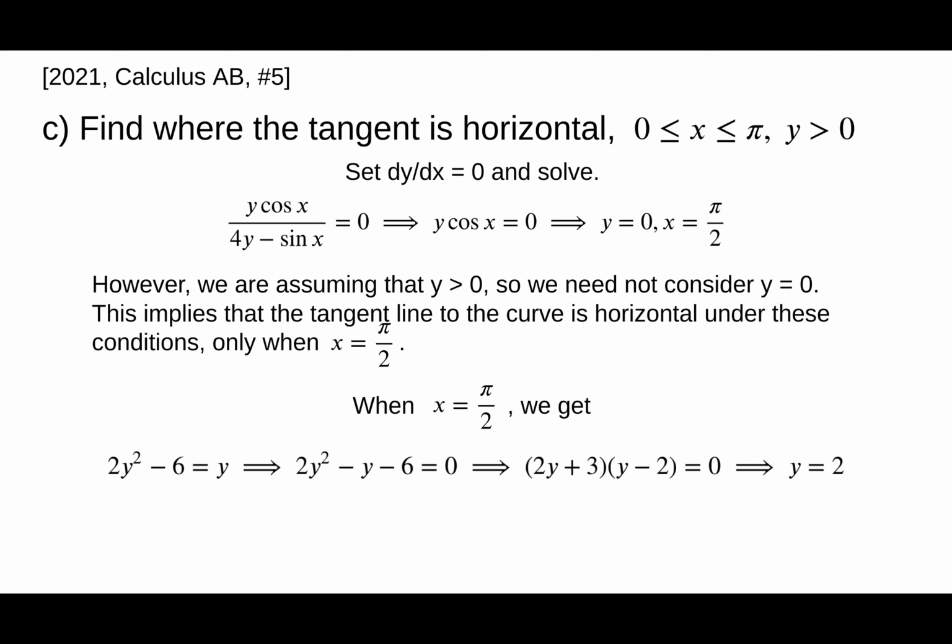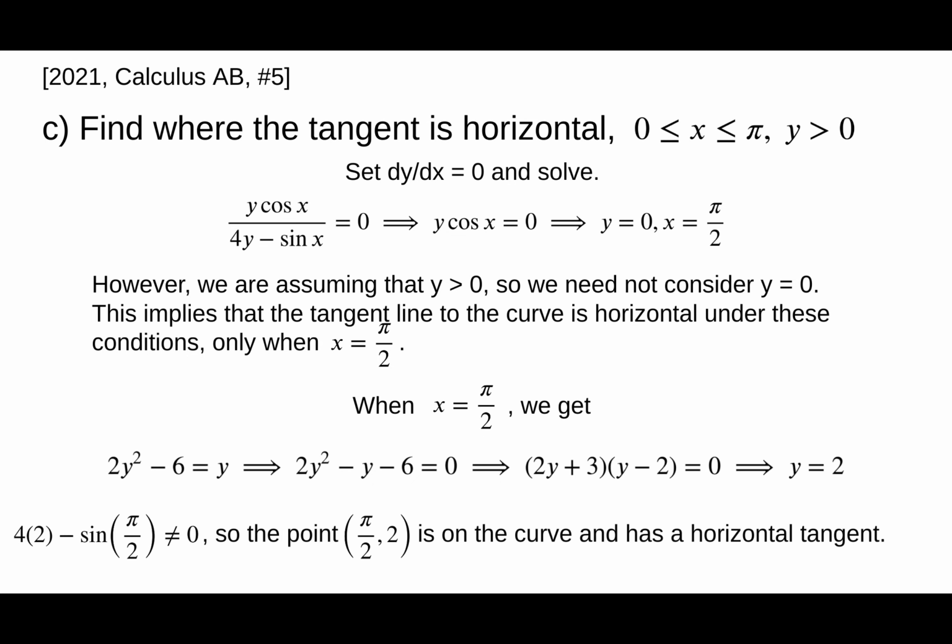Now, before we move on, we have this ordered pair pi halves comma 2. We should verify that this is in fact on the curve and it doesn't involve some kind of weird discontinuity that we haven't discovered yet. So we're going to plug those coordinates into 4y minus sine x, and as long as we get something in the denominator that isn't 0, we're good.